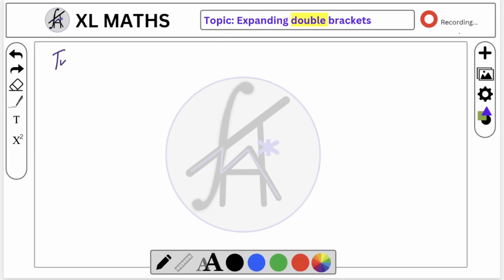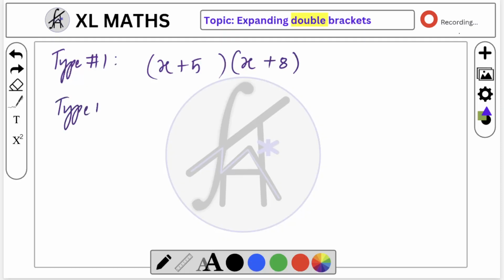So type 1, where we have both the brackets positive. So say for example, if you are having x plus 5 and the other bracket is x plus 8. That's the first type. Type 2 is where you are having the first bracket positive, x plus 2, but the other bracket negative, x minus 3.